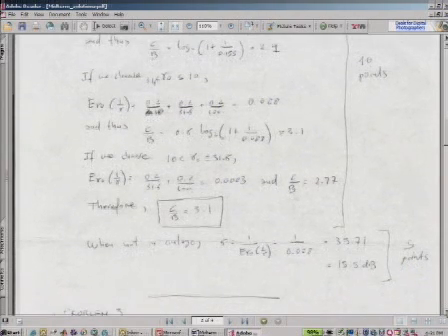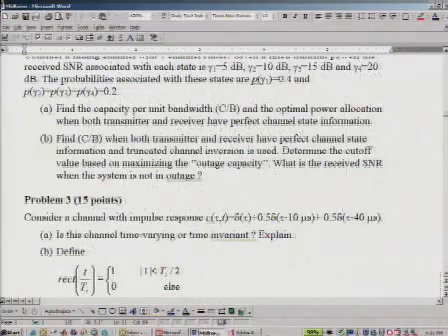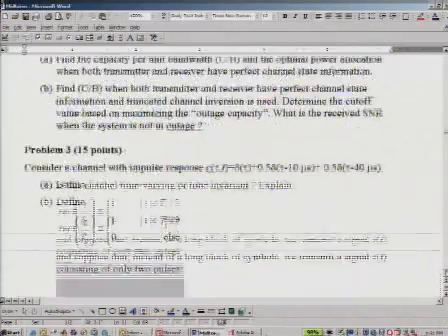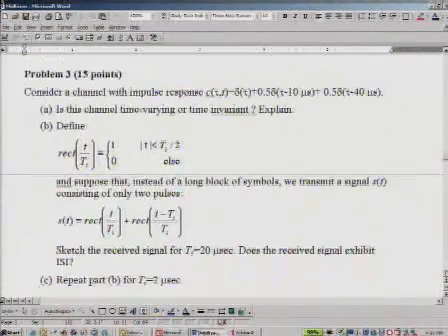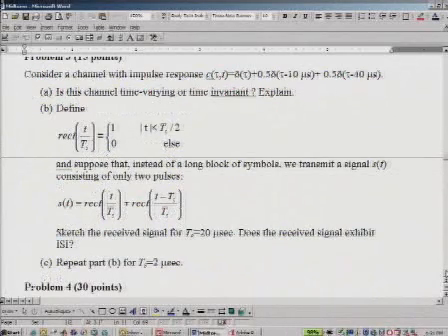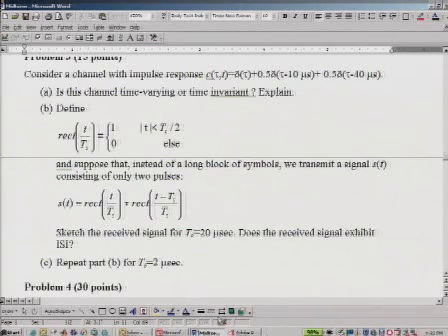Questions? All right. You guys are very quiet today. Okay. Number 3. So we're given a channel impulse response, C of tau comma t, which is a delta. Yes. Go ahead. You're asking about the previous question, problem, right? Okay, sorry, let me go back.